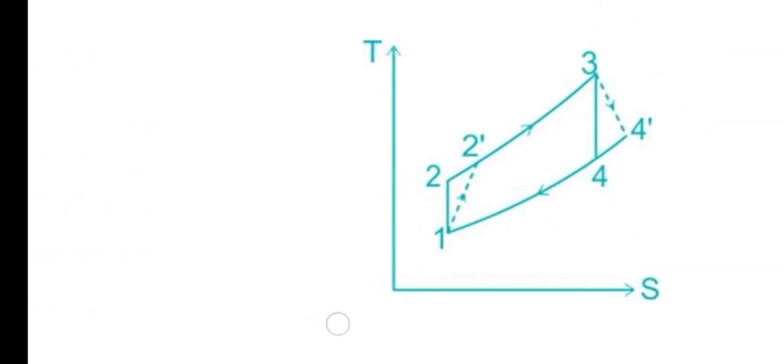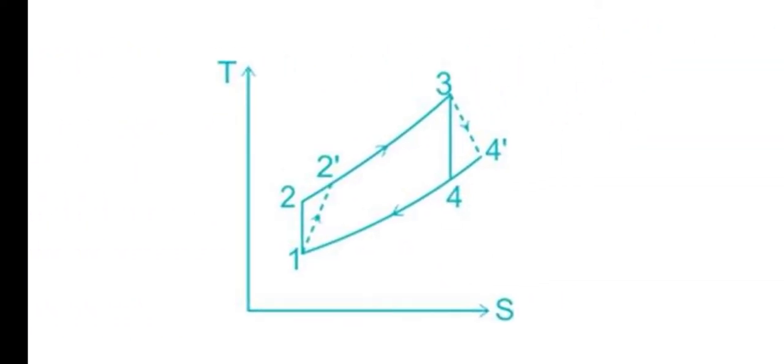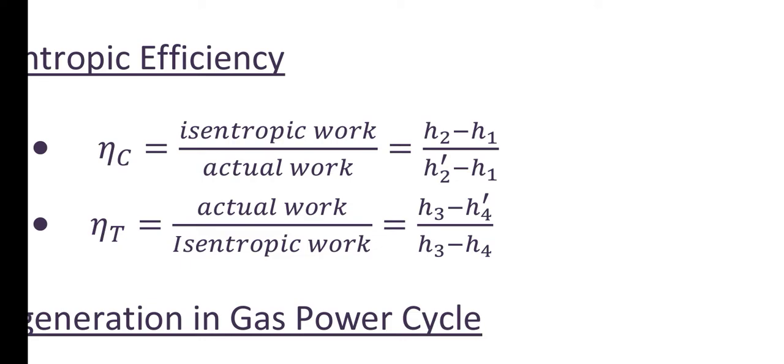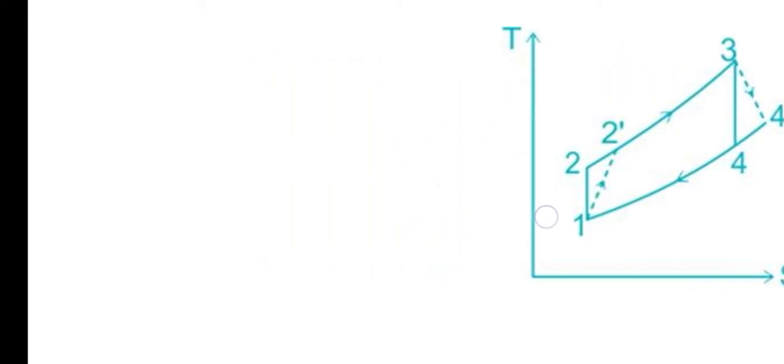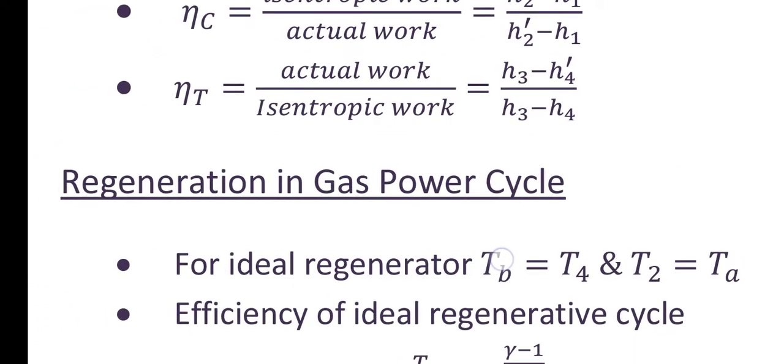Similarly, for the turbine, we see that the actual work is less than the isentropic work. Hence, the isentropic efficiency of a turbine is given as actual work by isentropic work, which is equal to H3 minus H4 dash, which is the actual work, by H3 minus H4, which is the isentropic work.